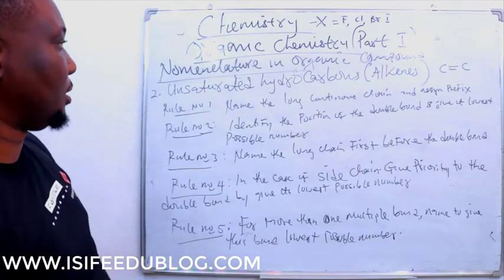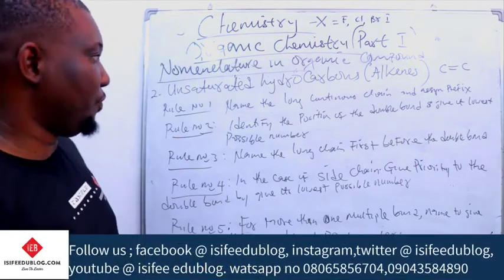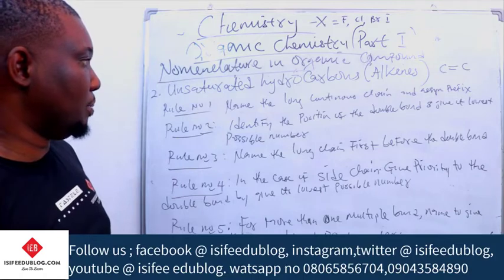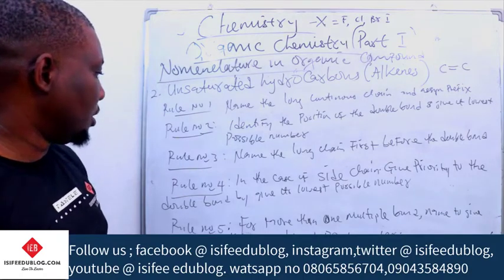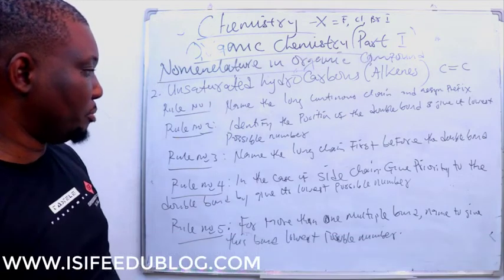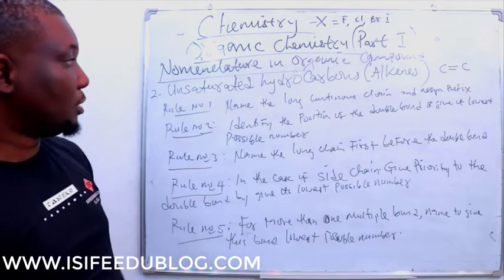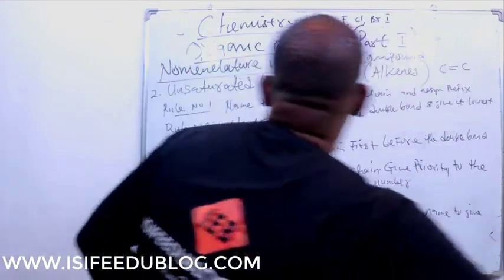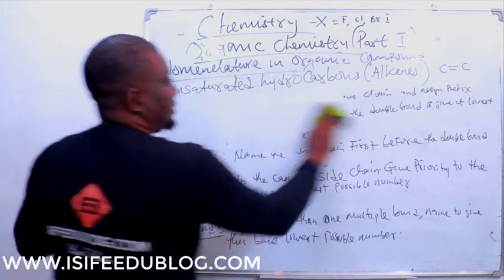Let me start from the first one. Rule number 1: name the long continuous chain and assign the prefix. Identify the position of the double bond and give it the lowest possible number. Number the long chain first before the double bond. In case of a side chain, give priority to the double bond by giving it the lowest possible number. And rule number 5: for more than one multiple bond, give these bonds the lowest possible number. On these rules, we're now going to look at some examples of unsaturated hydrocarbons, basically alkenes.